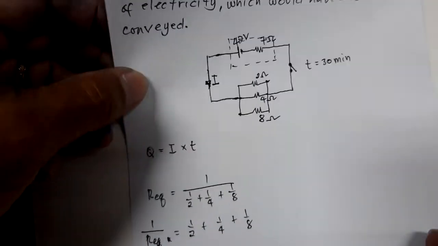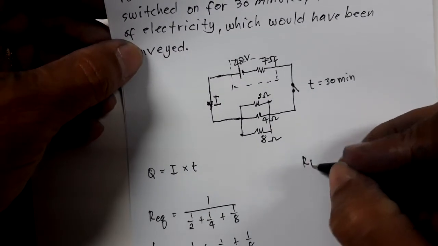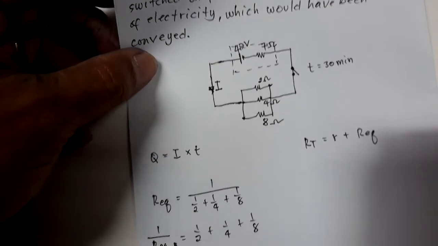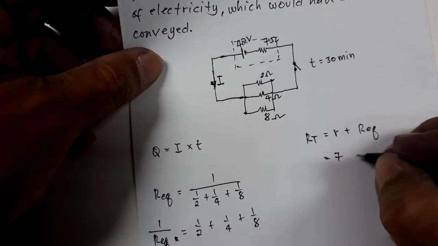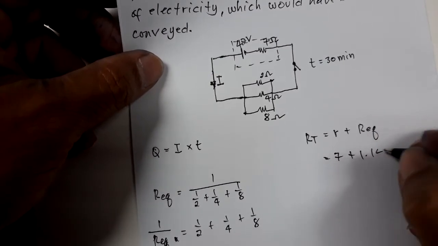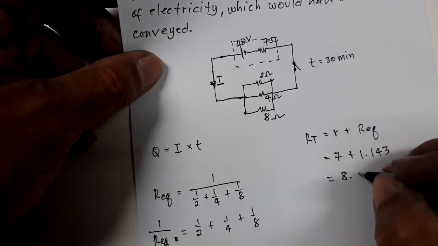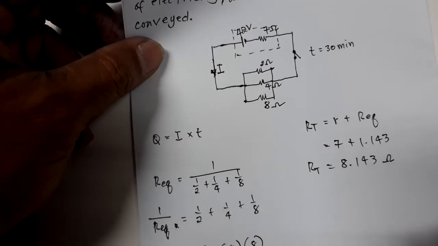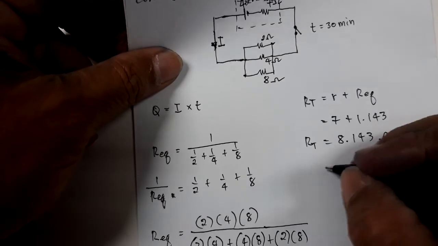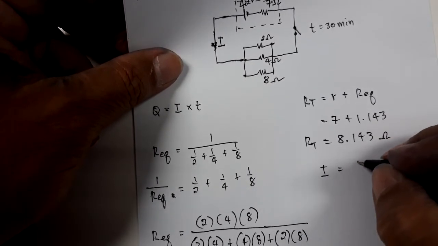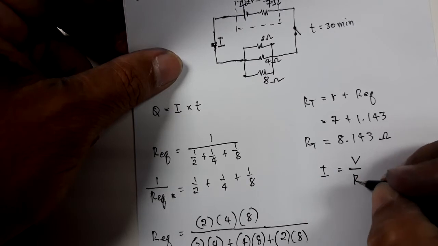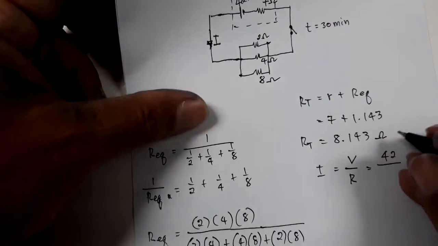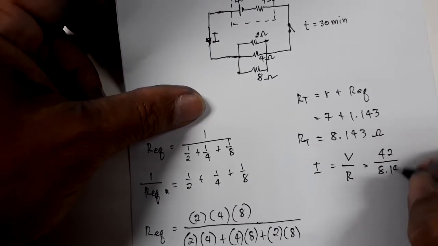Now to get the total resistance of the circuit, we simply add the internal resistance plus the equivalent. The internal is 7 ohms plus the equivalent 1.143, which is 8.143 ohms. That is our R total. To compute the current flowing here, current equals the voltage divided by the resistance. The voltage is 42 volts divided by the resistance of 8.143.